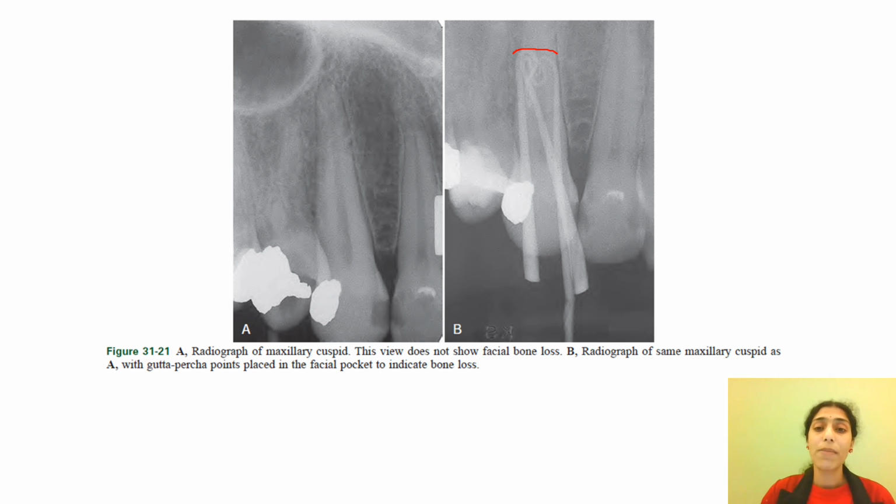So if on the mid-buccal or the mid-palatal surface you are unable to identify the amount of bone loss clearly, because of the root that is overlapping, then you can use the GP point through the pocket, and then you can take a PA like this. Okay, this will help you to see the amount of bone loss.